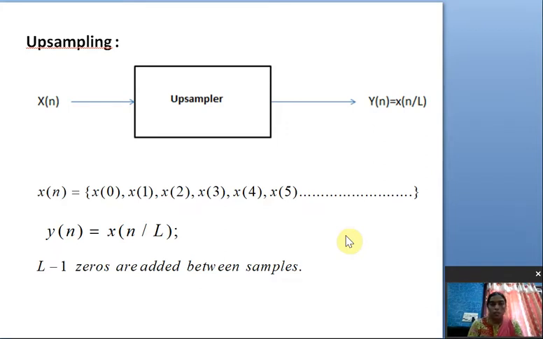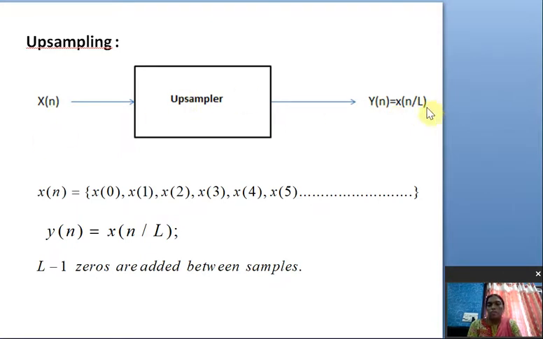In this video, I am going to explain the upsampler and the upsampling process, with graphical and mathematical illustration. An upsampler improves or increases the sampling rate of the given input signal. If you give x of n as an input to the upsampler, it gives the output y of n, which is equal to x of n by L.